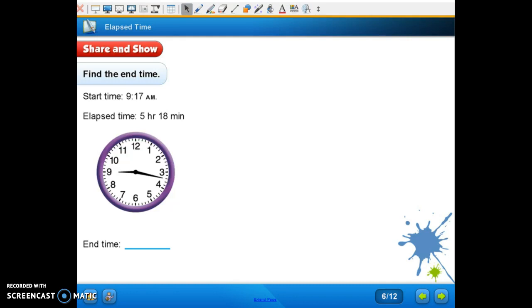All right, let's look at this. It says the start time is 9:17 a.m. Lapse time is 5 hours and 18 minutes. So for me, I would go 1, 2, 3, 4, 5. And know that I'm at what hour? 2 o'clock. And then I need to go forward 18 minutes. Well, if I go from 17 to 20, that's 3 minutes. So then I have 15 more. 5, 10, 15 minutes. So now I'm at 35 minutes past the hour, and I have passed from a.m. to p.m.